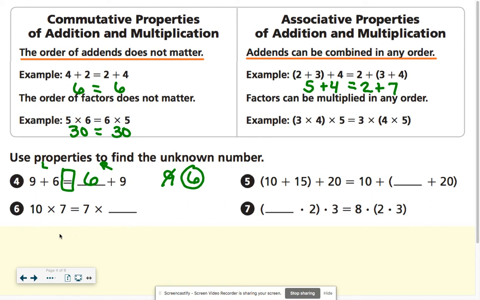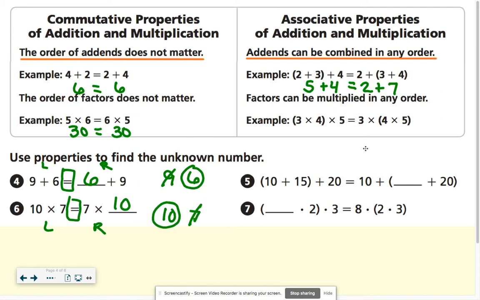Same within multiplication. We have our equal sign here, which means both the left side and the right side have to be the same. My left side has both numbers. It has a 10 and it has a 7. My right side only has a 7. It is missing the 10.